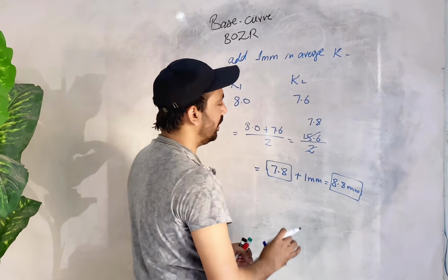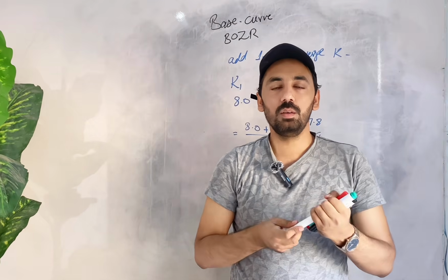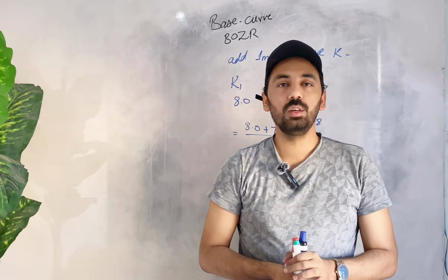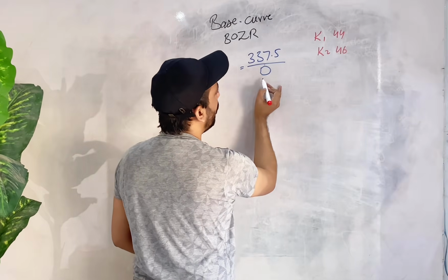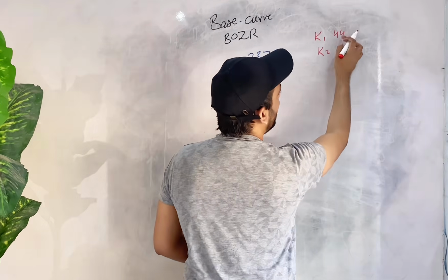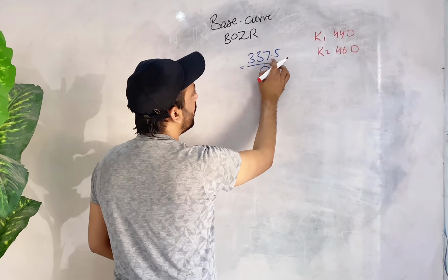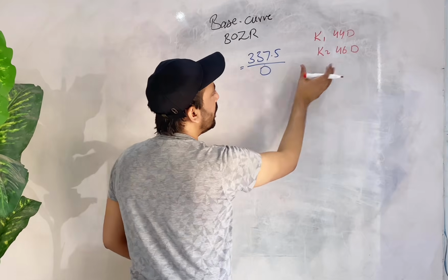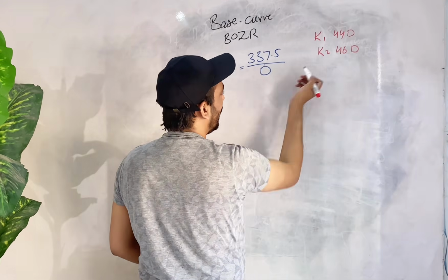So this is the second method. And now we will learn about the third method, how we can calculate the exact BOZR or base curve in soft contact lenses. The third method has a formula which is 337.5 over D. So we have K readings in diopters, right? 337.5 over D. First we will take the average of the K readings, K1 and K2.